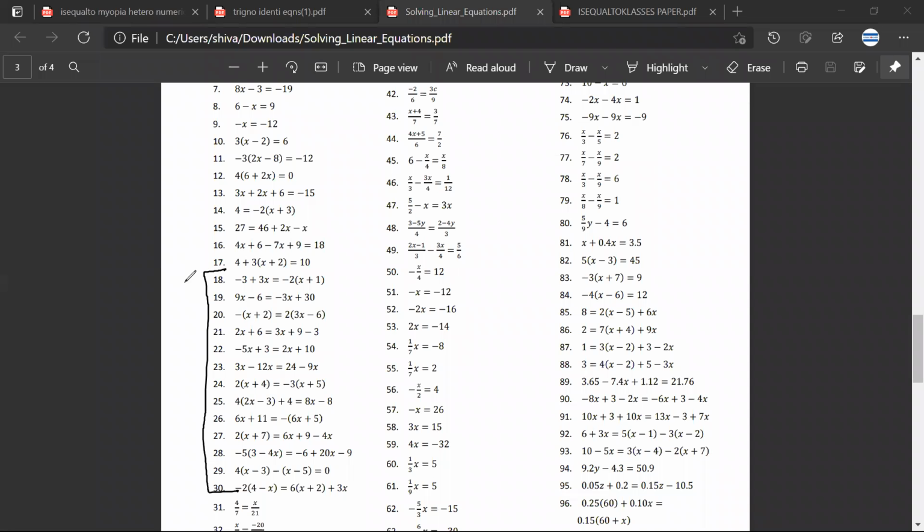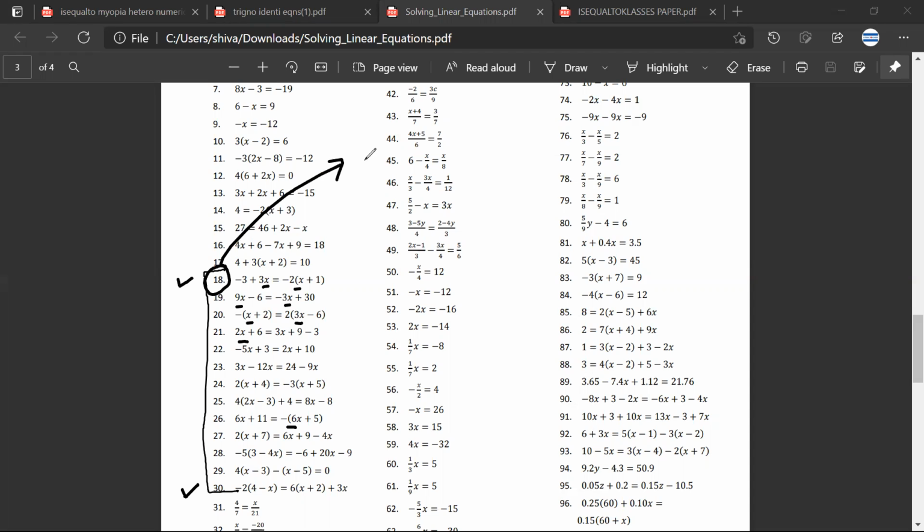So Mr. Sarthak will be doing questions from question number 18 to question number 30. Now in all these questions, you will find x on both sides. So there is x on both sides of the equation, and the equations usually would have a bracket also. So we'll understand how to open the brackets and how to manage x's which are on both sides. So first let us look at question number 18.